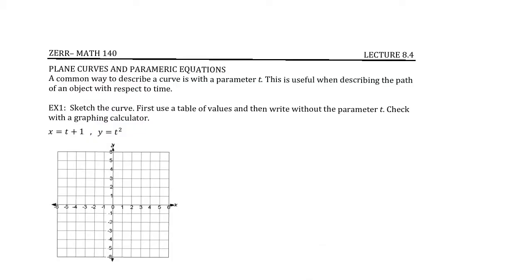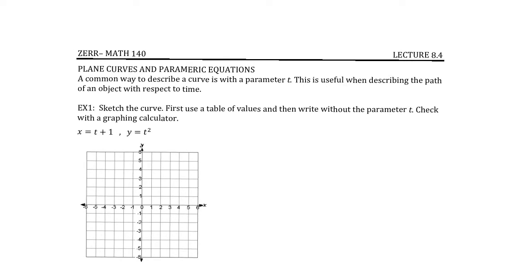Okay, so the way this works is we're going to introduce a new variable, and it's going to be the time variable. And so that's going to be what we call our parameter, our time. Okay, so I'm going to set this up. I'm given this equation: x equals t plus 1 and y equals t squared.